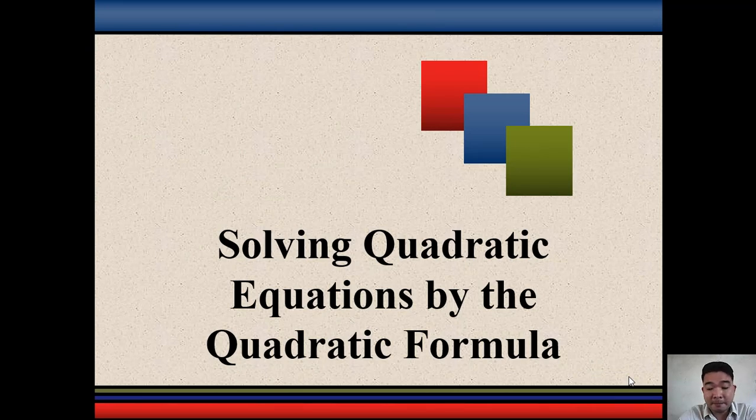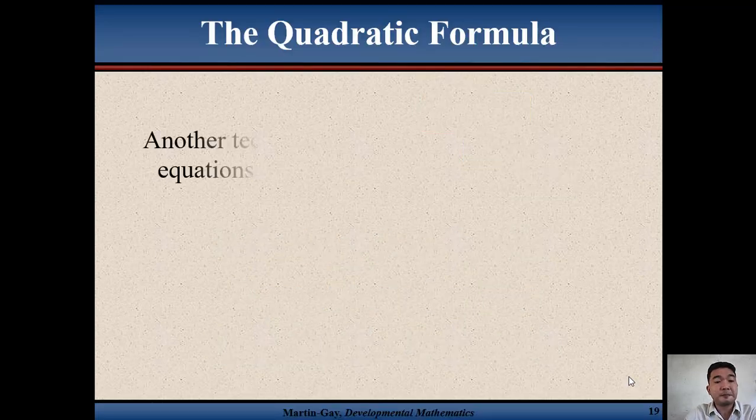The next one is solving quadratic equations by the quadratic formula. So in here, we'll be using the quadratic formula. We just need A, B, and C, because there are instances that completing the square and square root property are not applicable in solving quadratic equations. That is why we need to use the quadratic formula in those cases.